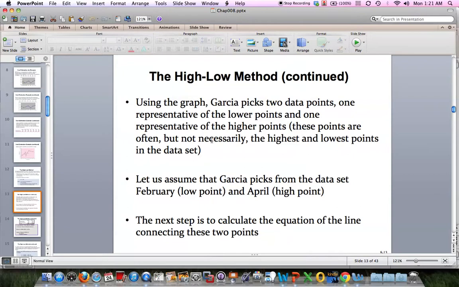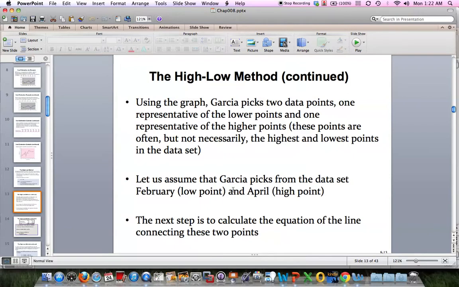Okay, it says they're often but not necessarily the highest and lowest points in the data set. Sometimes you can have an unusually high month or an unusually low month. You might call that an outlier and just say something was unique that month that caused it to happen. That's unusual, and so you would just throw that out and not use it. So generally you go with the highest and the lowest, but not always.